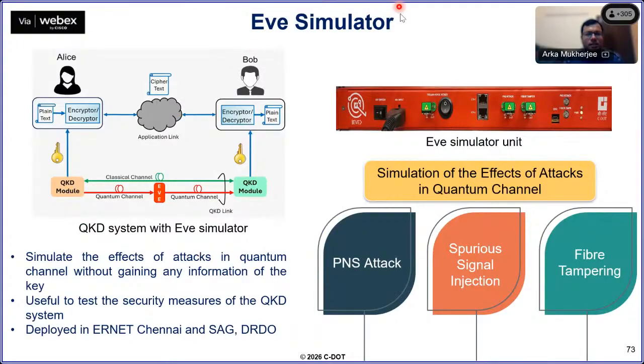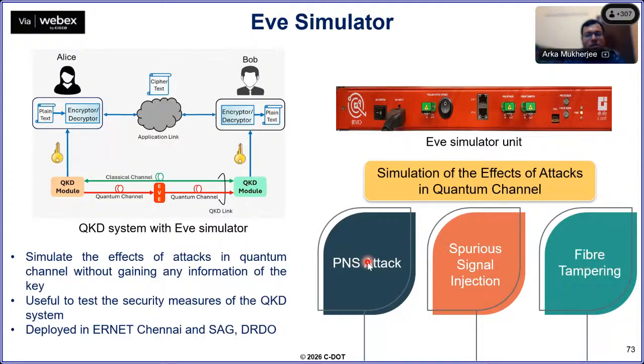So this is the Eve simulator that I was talking about. Eve simulator is basically a device that goes in the quantum channel. Here we are simulating three attacks. One is called the photon number splitting attack. The other one is the spurious signal injection, and the third one is the fiber tampering.